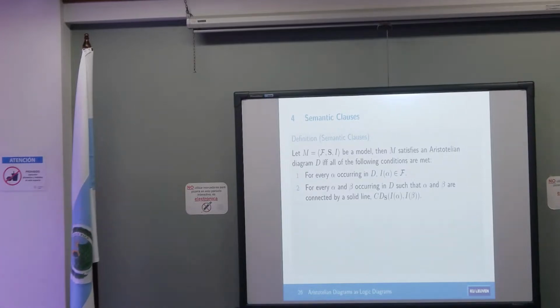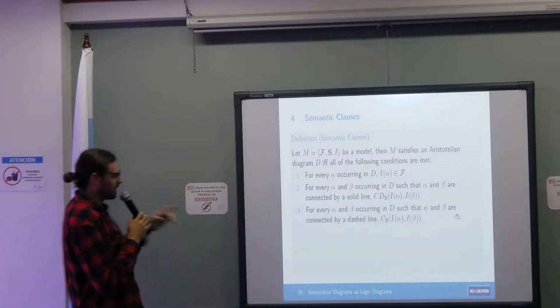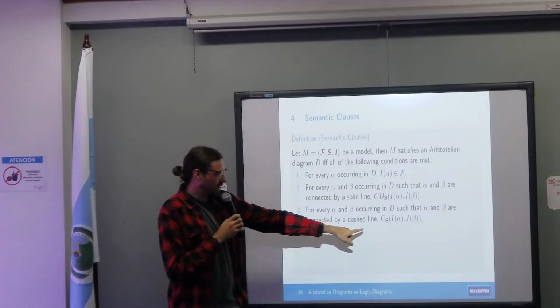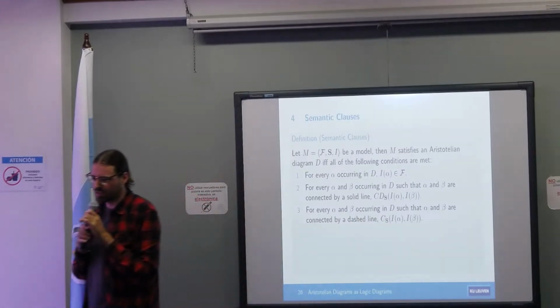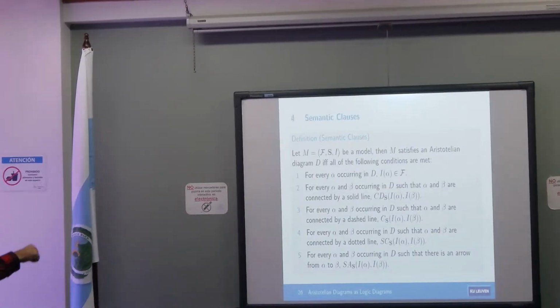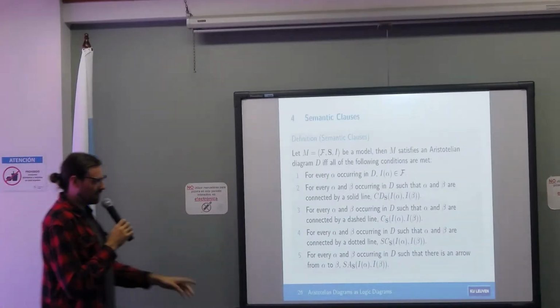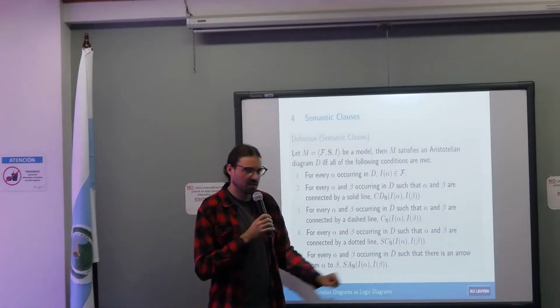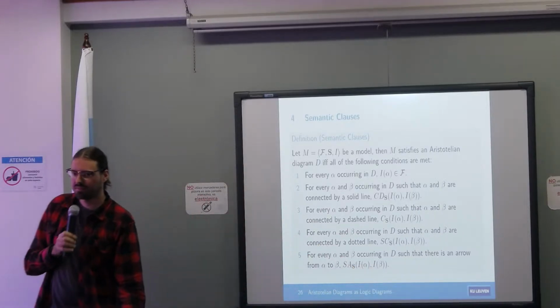And then the next few are very similar to the second rule. So for every alpha and beta occurring in the diagram that are connected by a dashed line, their interpretations need to be contrary to each other. For every alpha and beta connected by a dotted line, their interpretations need to be subcontrary to each other. And finally, if there is an arrow from alpha to beta, then the interpretation of alpha is in subordination with the interpretation of beta.